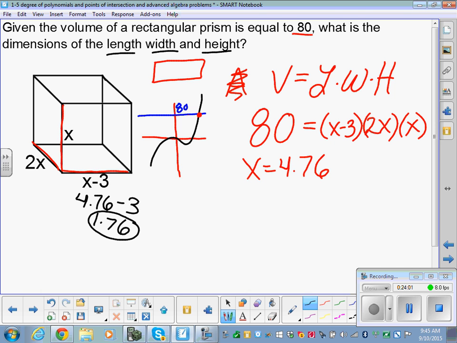Now the width. The width is 2 times x. X is 4.76, so 2 times 4.76. So we know our width is going to be 9.52. There's our width, the actual width, and now the height. Height is x. X is equal to 4.76. We solved for that. So 4.76 is the height. We have solved this. We found the length, the width, and the height. All we had to do was set up an equation and then solve for x. So the one thing you'll have to know is the volume is equal to length times width times height.